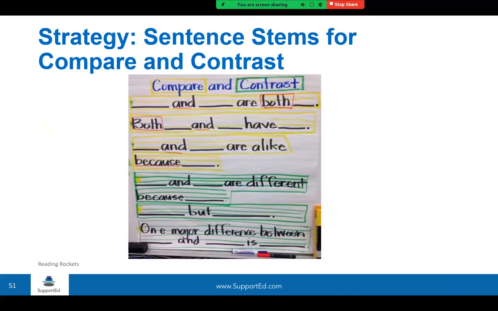Sentence stems and paragraph frames are an excellent strategy to move students from the word level to expanding into sentence and discourse level language. In this example, students are learning to compare and contrast. By providing that paragraph frame, students are more focused on the content while they're being scaffolded with the language of compare and contrast, so that at the end, they can develop a paragraph comparing and contrasting the two concepts.